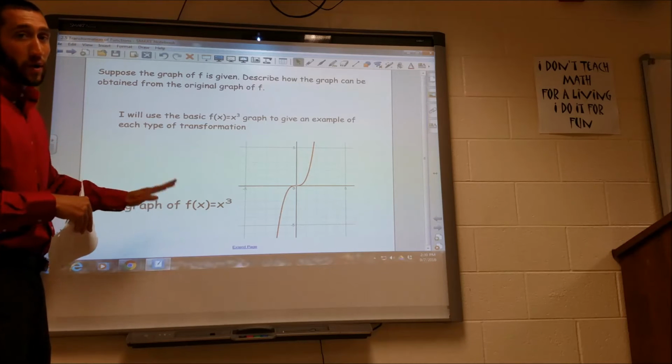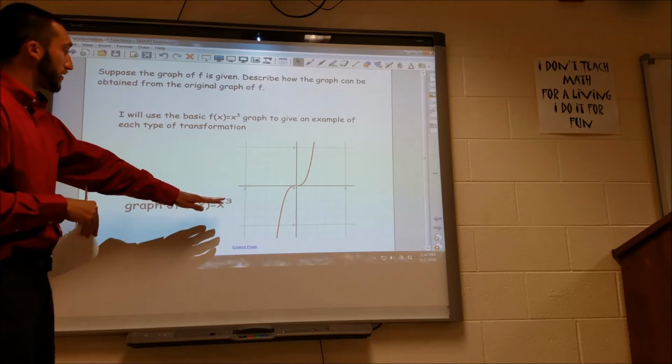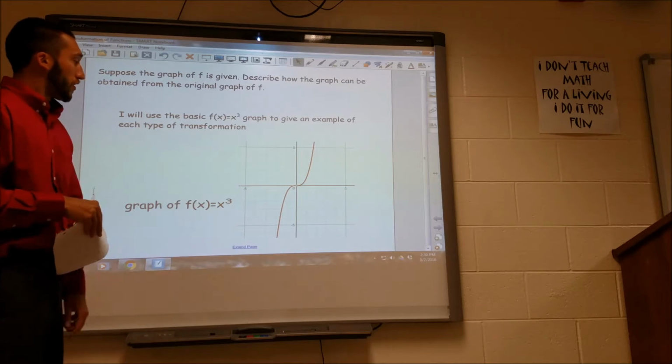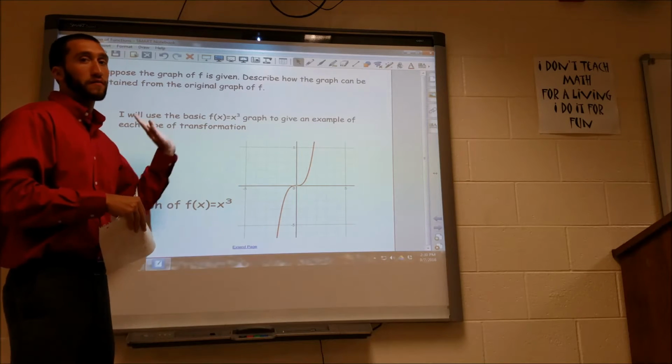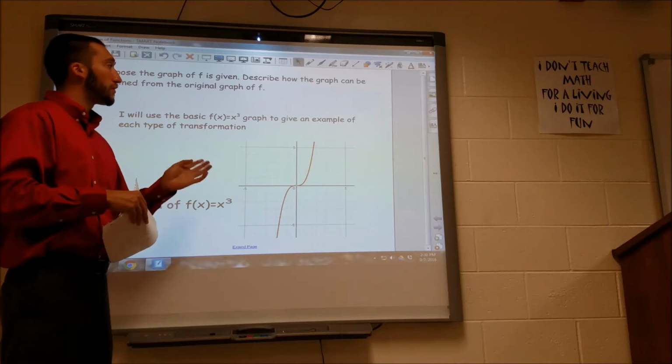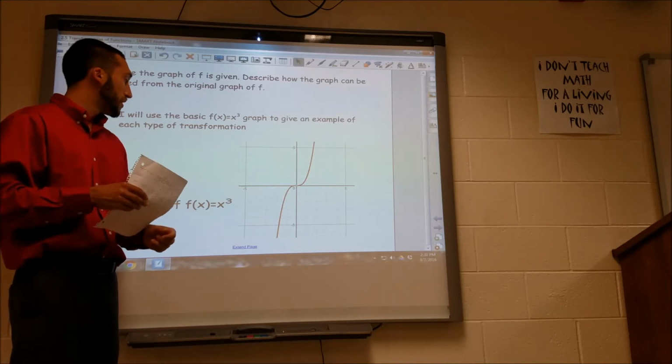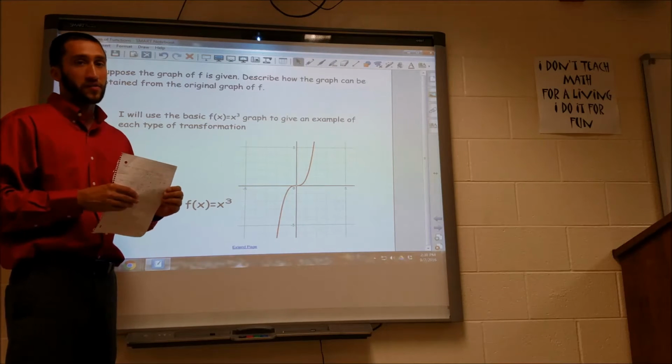So here we can see our basic graph of f of x equals x cubed. This is the graph that I'm going to use to give all different examples of all the transformations happening to the f of x equals x cubed graph.